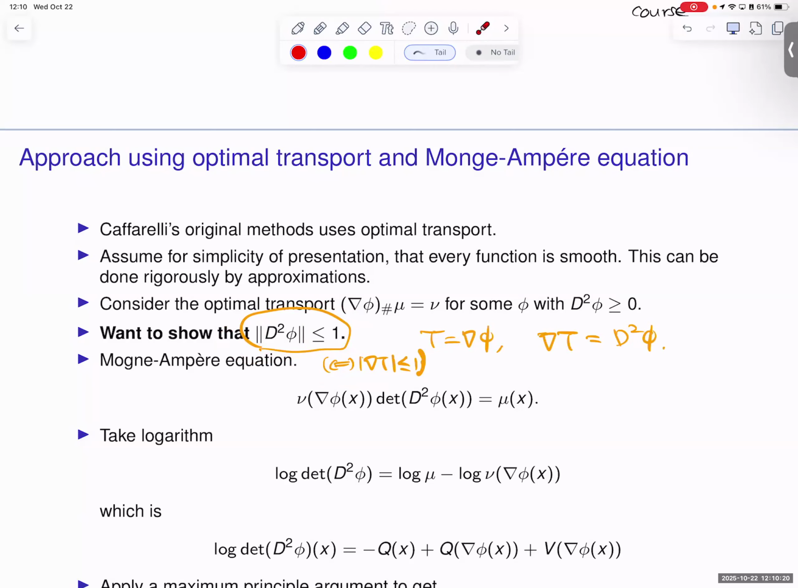This means all eigenvalues are less than or equal to 1, for each x.